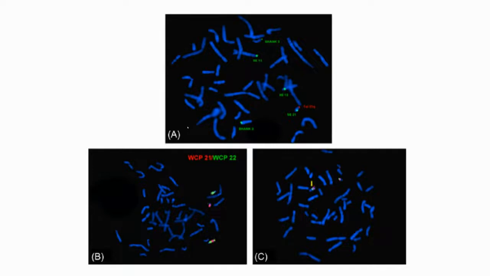And then this is the telomere probe. The telomere probe is useful for detecting chromosome structural abnormalities, like cryptic translocation and small deletion. All right, so that's a telomere probe.